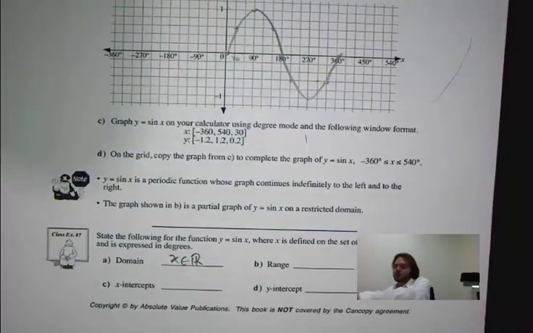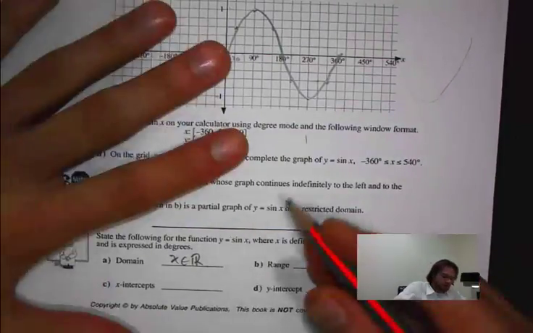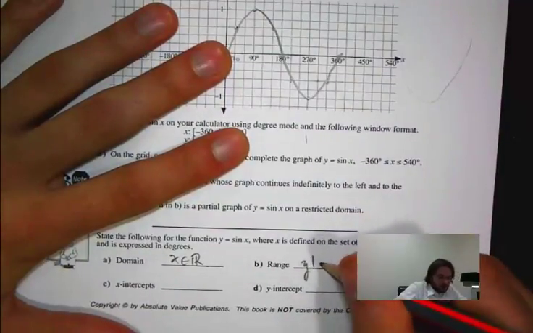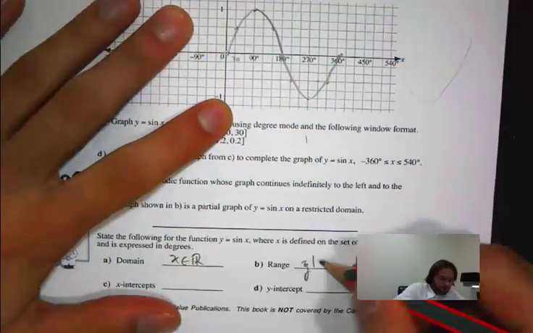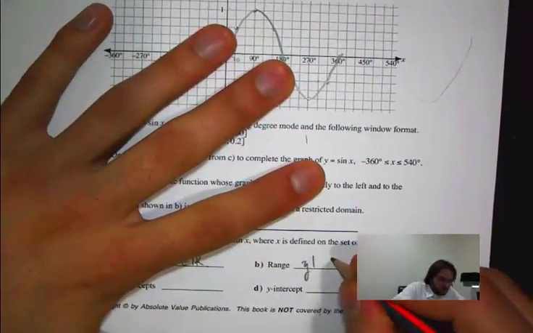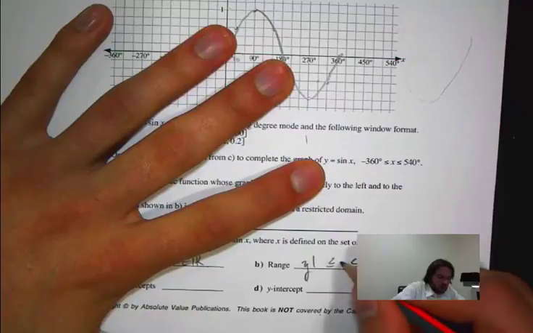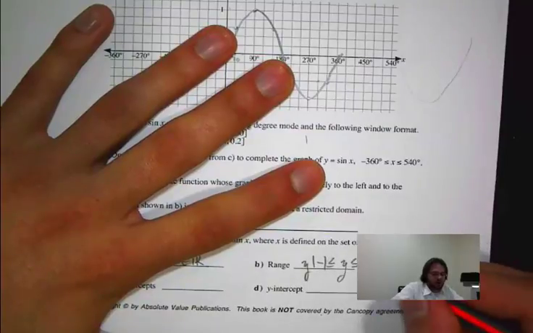Okay? So we get x is an element of all real numbers. So now it wants to know, what is my range? Well, we're going to look at y, such that, and if I look at this, we are from 1 to -1. So y is in between -1 and 1, greater than or equal to -1 but less than or equal to 1, and y is an element of all real numbers. This is the fancy way of writing it out.